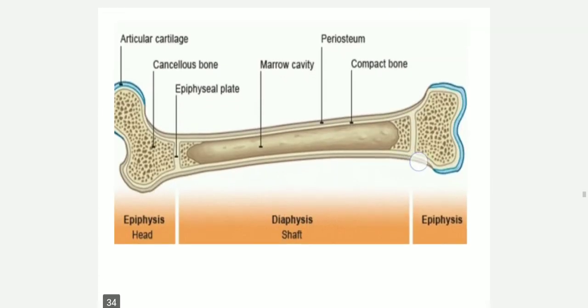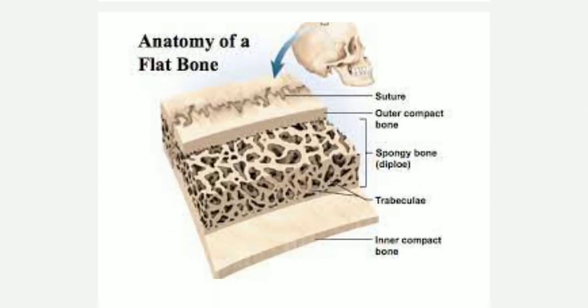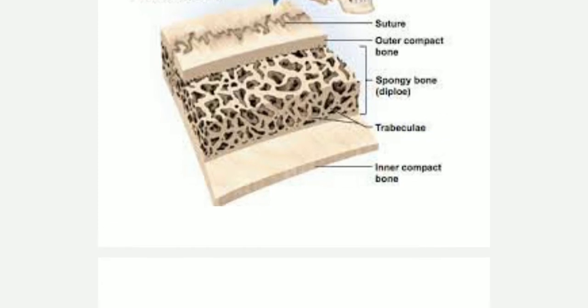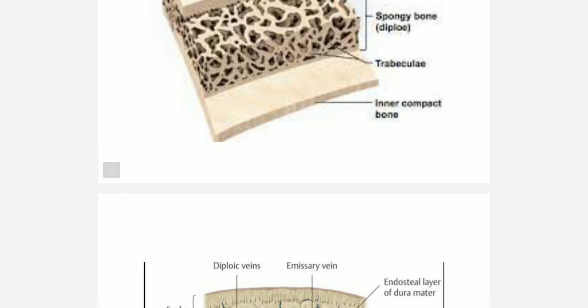Then diploic bone. Diploic bone consists of inner and outer tables of compact bone with an intervening porous layer, which is occupied by the spongy substance consisting of bone marrow. It means compact bone is hard in nature with a homogeneous structure; spongy is the sponge-like porous structure seen in the ends of the long bones. Whereas in diploic bone, the outer and inner tables are compact in nature, and the intermediate structure is filled with spongy bone. In short, outer and inner structure are compact, and the intermediate structure is spongy bone, that is considered diploic bone. Example is most of the cranial bones.